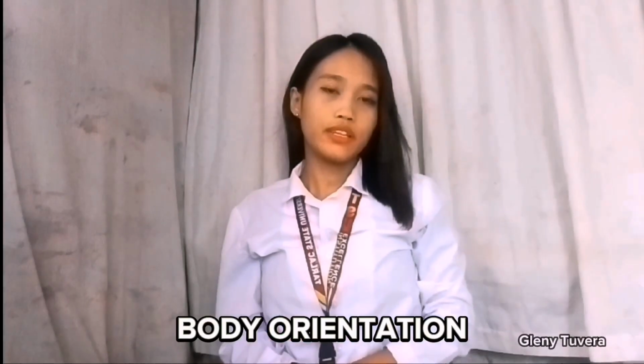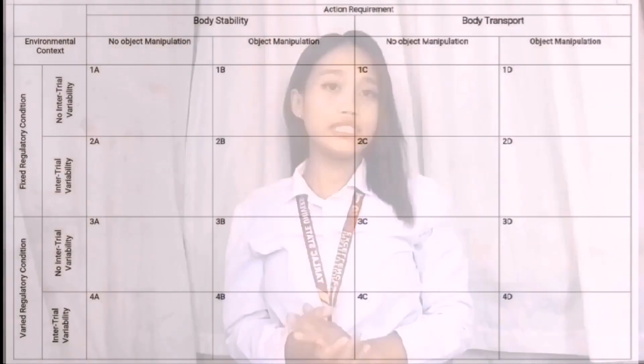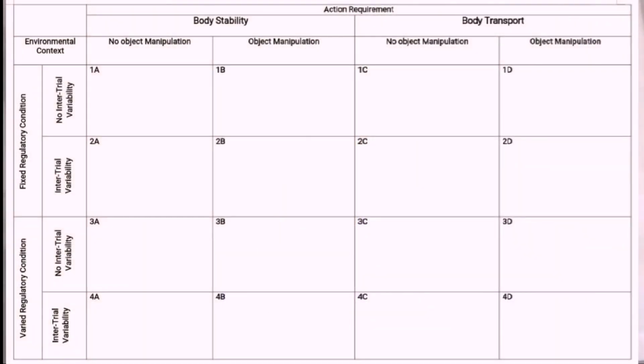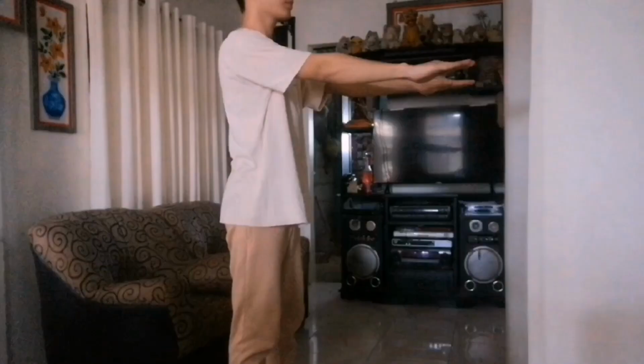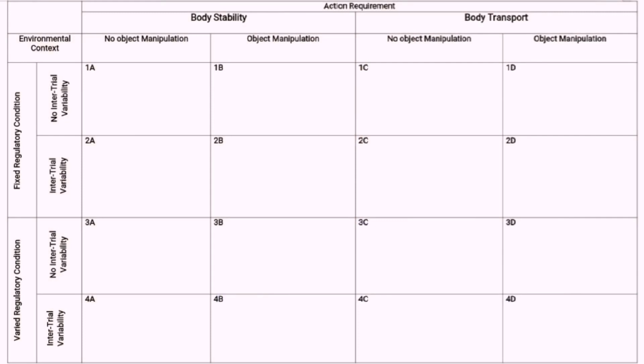Body orientation. Let's first specify the action requirements. This is the first thing you will take: either body transportation or body stability. The proper response is body stability because, as can be observed in the video, he maintains his position while performing. Therefore, yes for body stability and no for body transportation. All of this column will be crossed out.